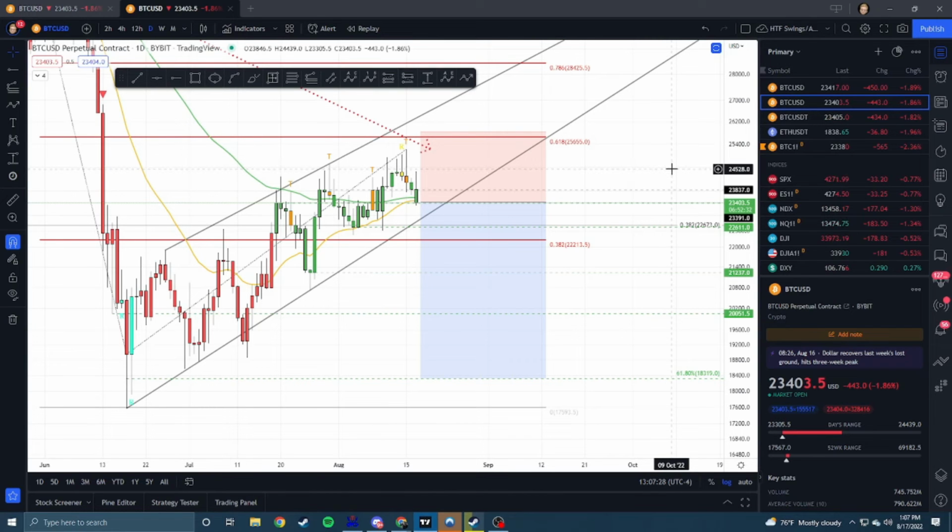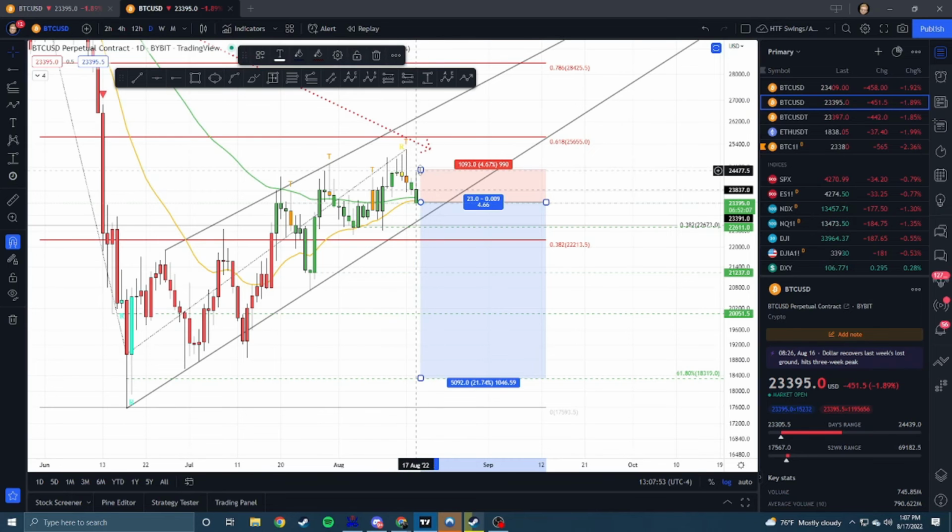Now, how much would I tighten my stop loss? If you're a very safe, risk-averse trader, you could move it to entry. However, that's not too far, so there is a risk that you would get wicked out. If you're a little bit more risk-friendly trader, I would probably cut it down by about half, around 24.5K, right above this wick high.